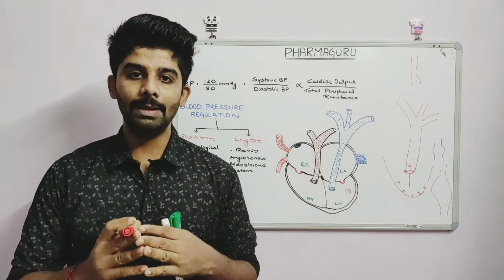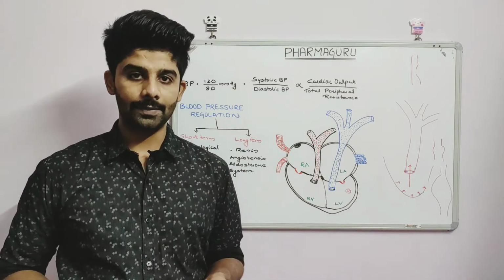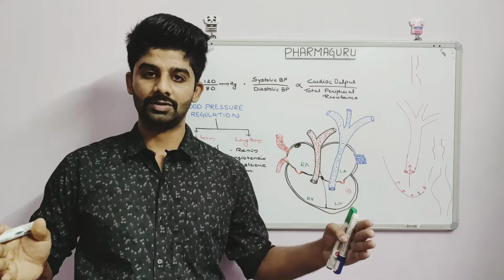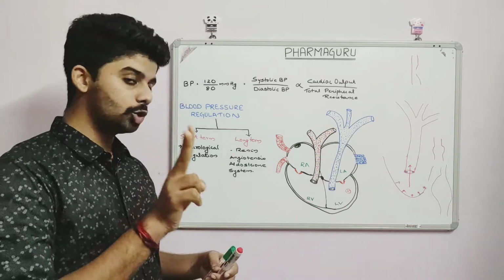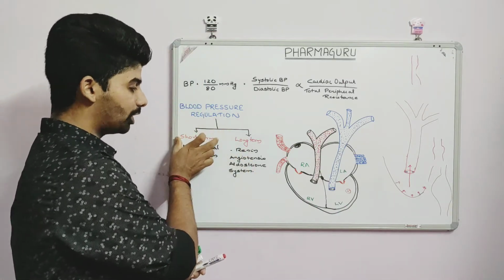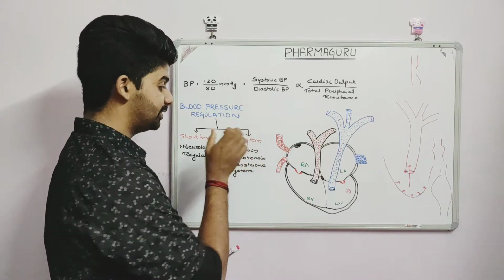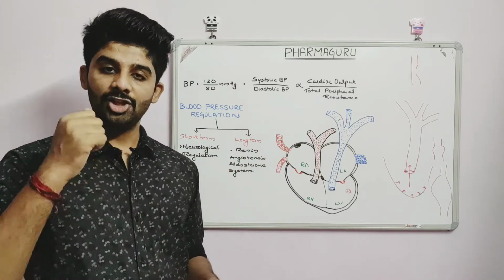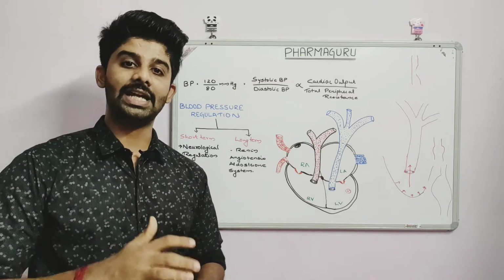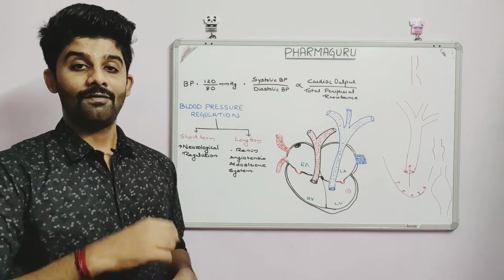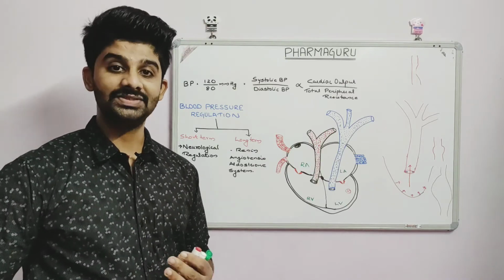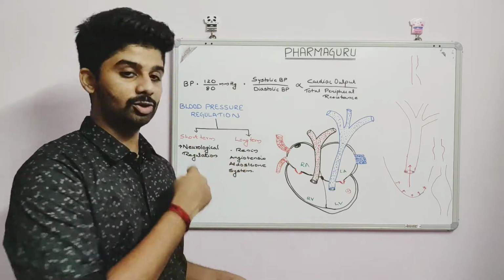Understanding blood pressure regulation is a very simple thing, but it is a long process. So we will divide this into two. First, short-term regulation of the blood pressure. Second, the long-term regulation of blood pressure. The short-term regulation is carried out by the neurological system, whereas the long-term regulation is carried out by the renin-angiotensin-aldosterone system.